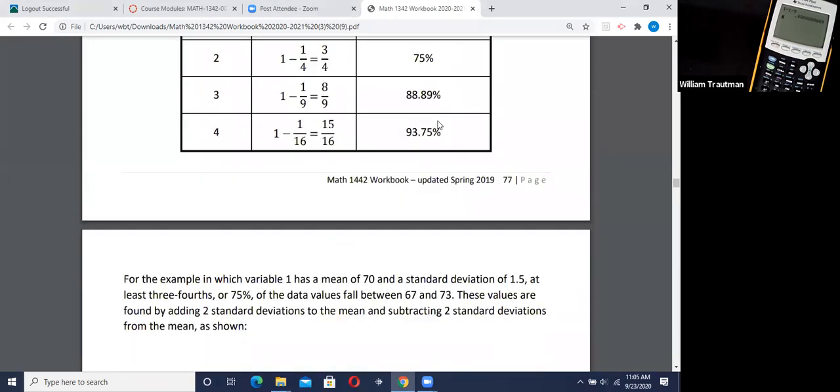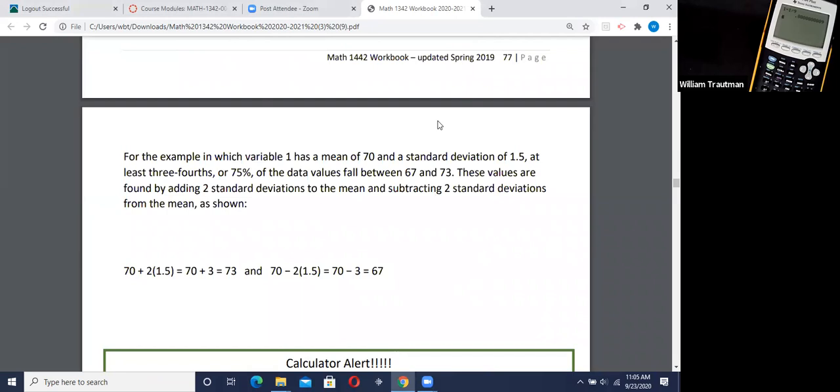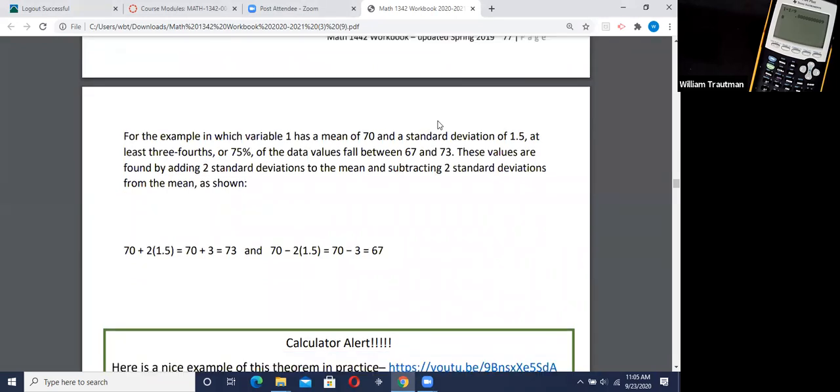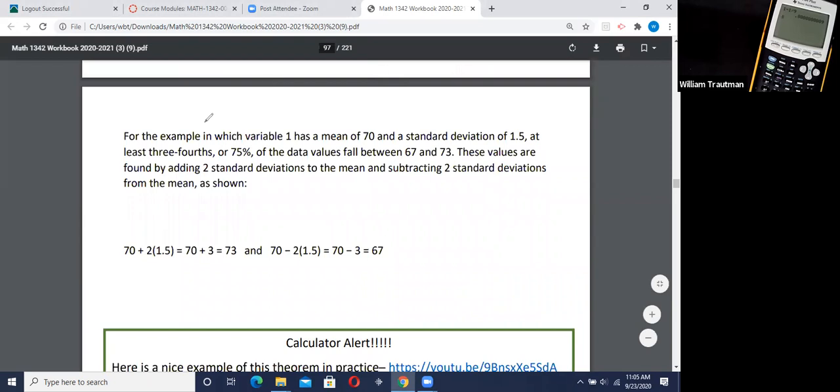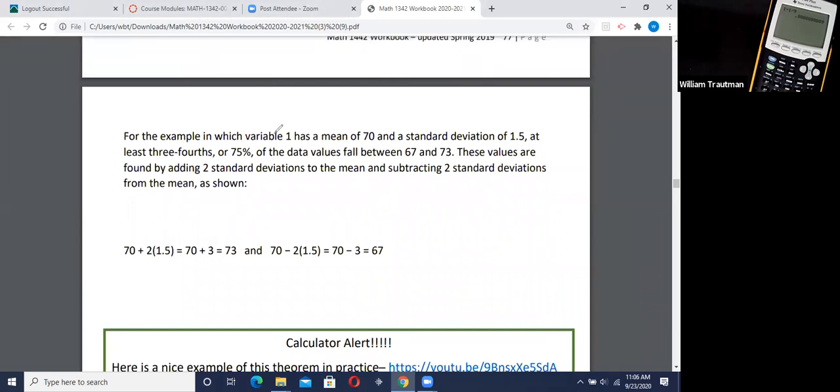So Chebyshev's, we're using that formula. Let's take a look at this. It says for this example in which variable 1 has a mean of 70. So we have a mean of 70, an average of 70. I don't know if it's a sample or population standard deviation. Normally we do sample. And a standard deviation of 1.5. We're doing Chebyshev's in this because they talked about Chebyshev's. The number of standard deviations for Chebyshev's is K.